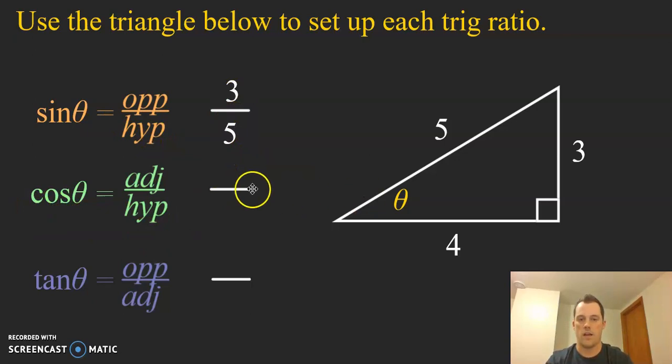For cosine of theta, it's adjacent, which should be 4, divided by hypotenuse, which is 5. So cosine of theta is 4 over 5. And tangent of theta is going to be opposite 3 over adjacent 4. Now if we move this angle theta over here, now 4 becomes opposite, 3 becomes adjacent, and we just rotate those numbers accordingly.